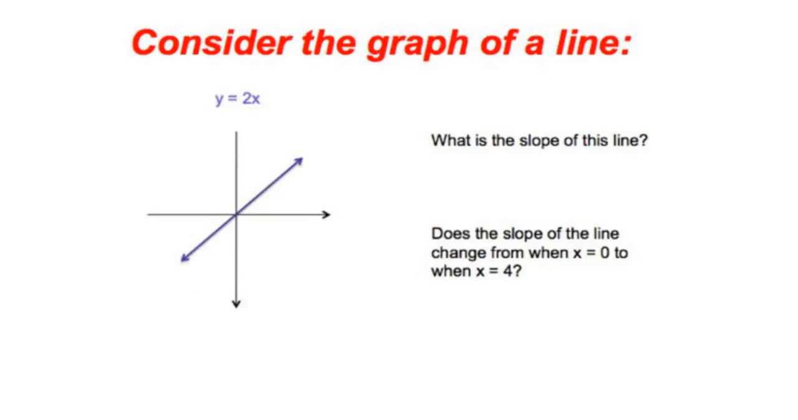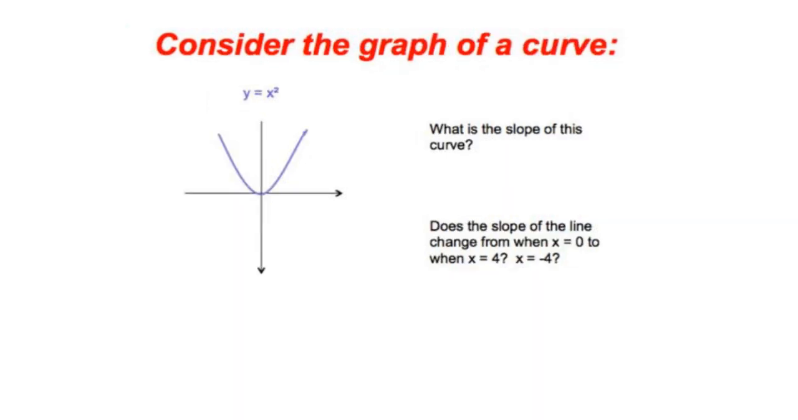Let's consider the graph of a line. If we're looking at this line right here, what is the slope of this line? Well, obviously, it's easy to see because this function is a linear function, and you know that the number in front of the x is our slope. So here our slope is 2. Does the slope of the line change from when x equals 0 to when x equals 4? We know no matter where you start on this line, the slope will never change.